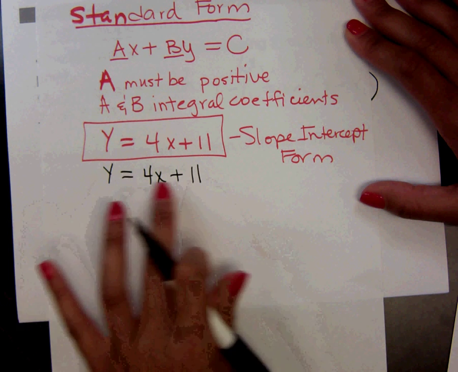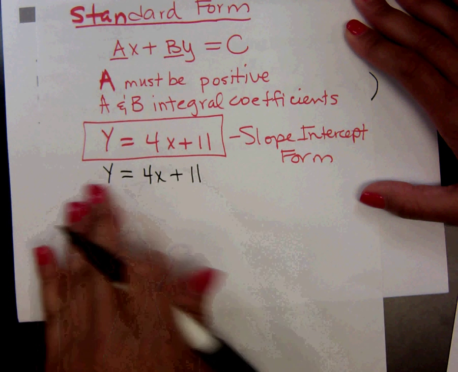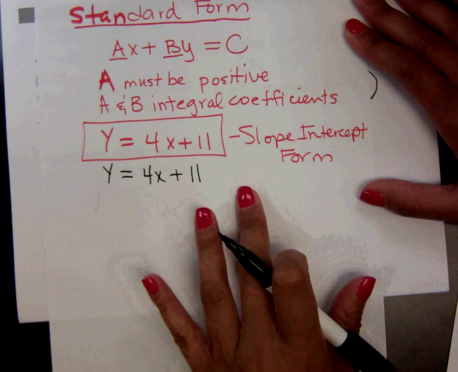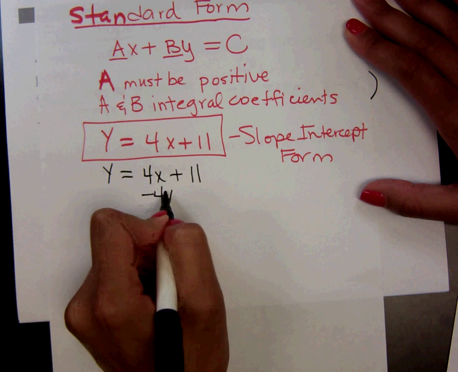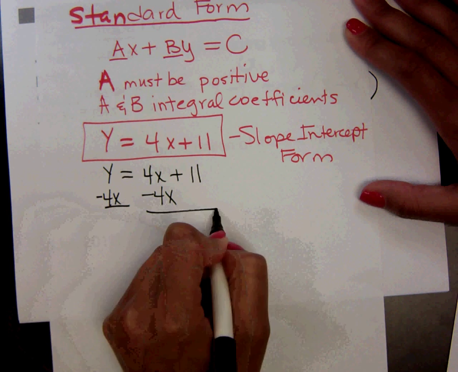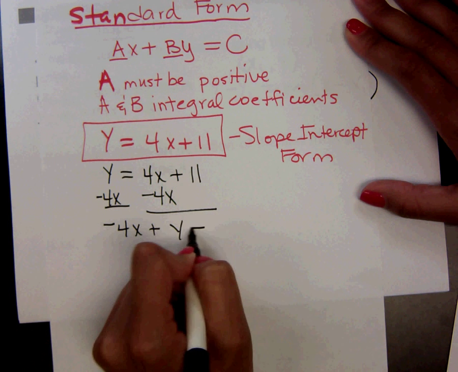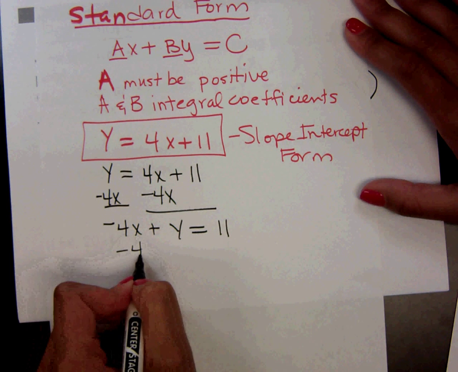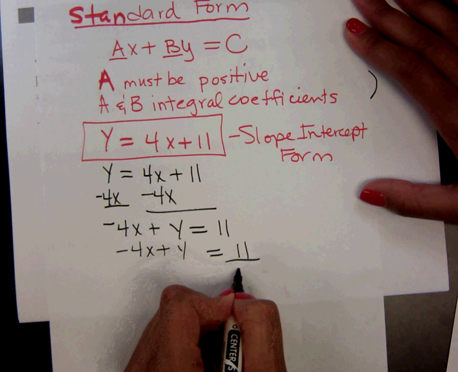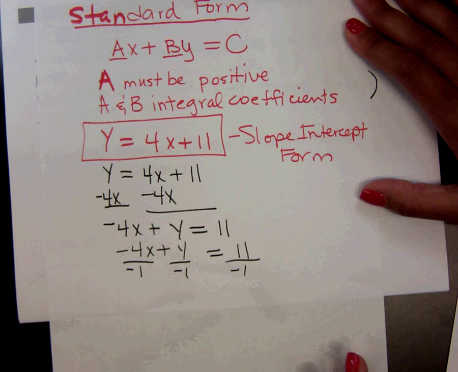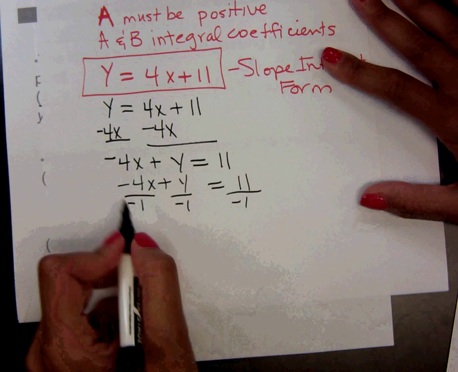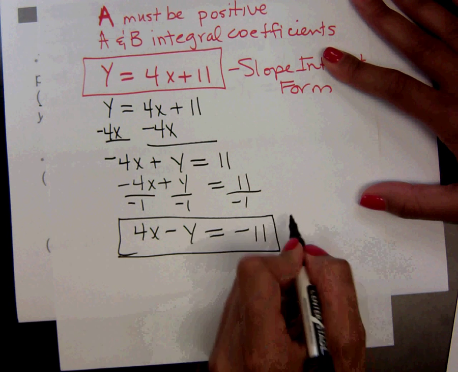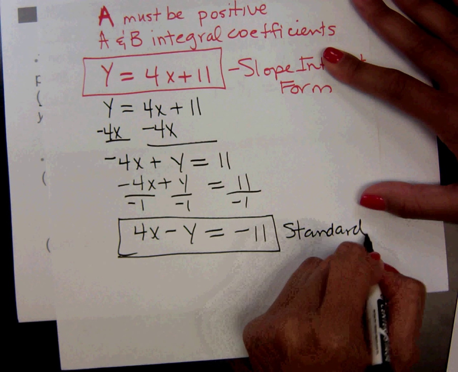So what should I do first? Because I will need to begin to move either y or x. I moved the y. Well, let's move x. We could move y, but we could also move x. But it has to be positive. Then we make it positive. So this will be -4x plus y equals 11. And now all I need to do is multiply or divide the entire equation by -1. That's going to make that negative positive. So it becomes 4x minus y equals -11. This is standard form of that same line.